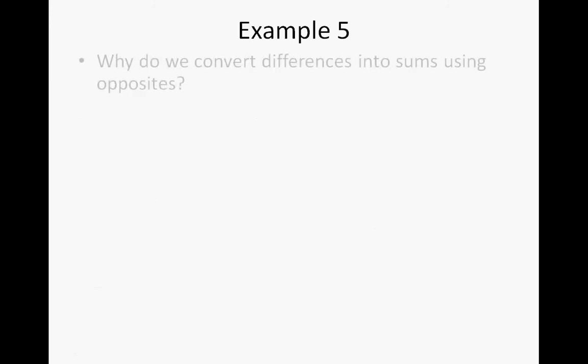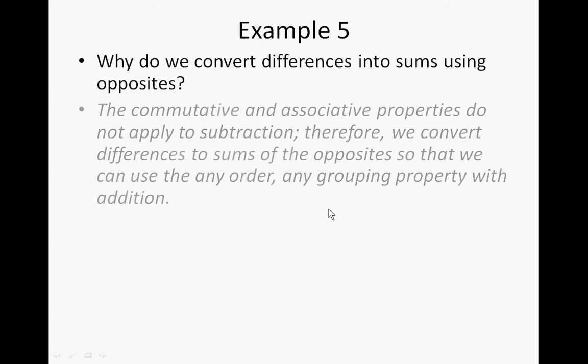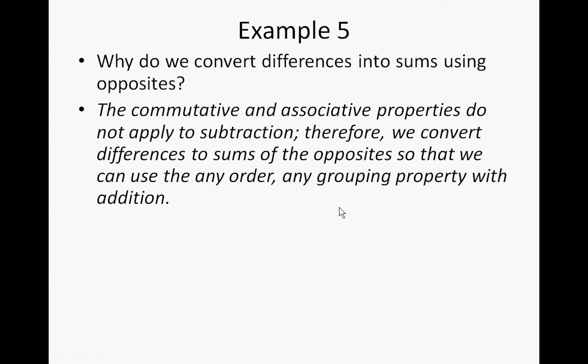All right, example 5. Why do we convert differences into sums using opposites? The commutative and associative properties do not apply to subtraction. Therefore, we convert differences to sums of opposites so that we can use any order, any grouping property with addition.